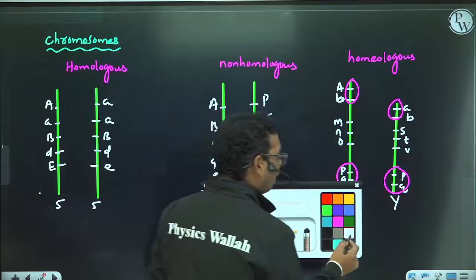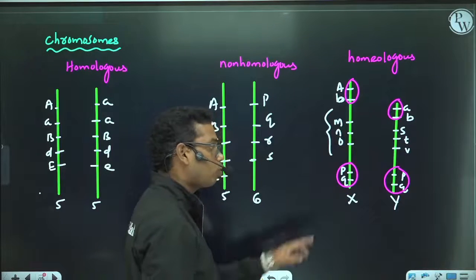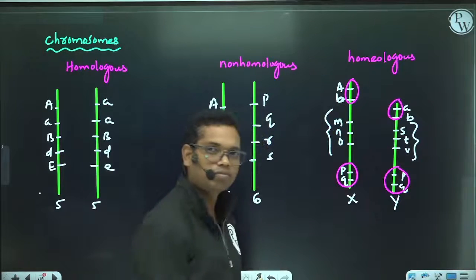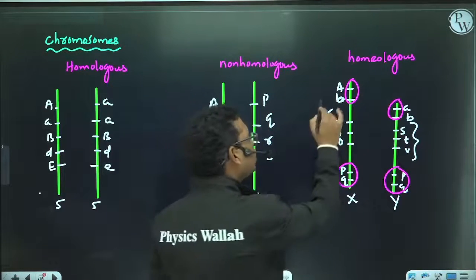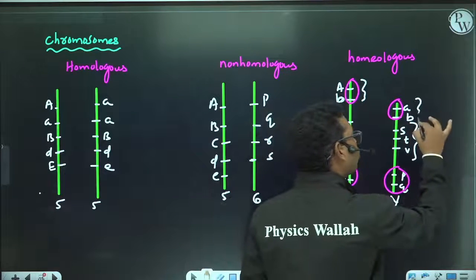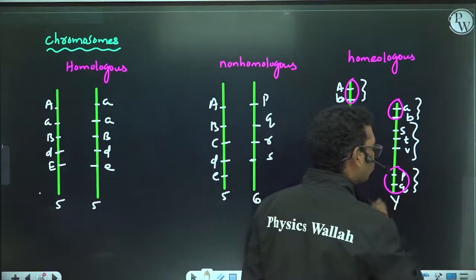Okay, and this region is called as differential region of chromosome X. This region will be called as differential region of chromosome Y. Okay, this region is called as pseudo-autosomal region. This is called as pseudo-autosomal region.